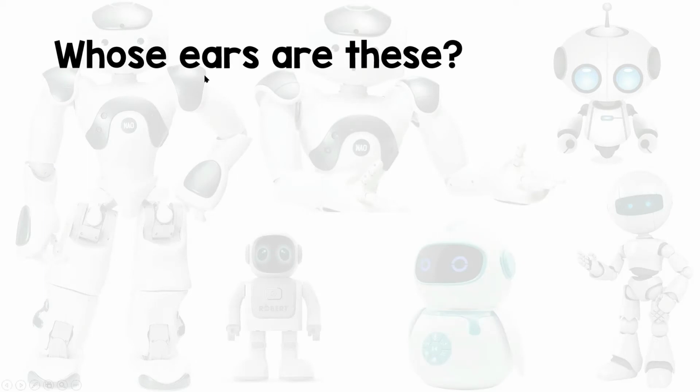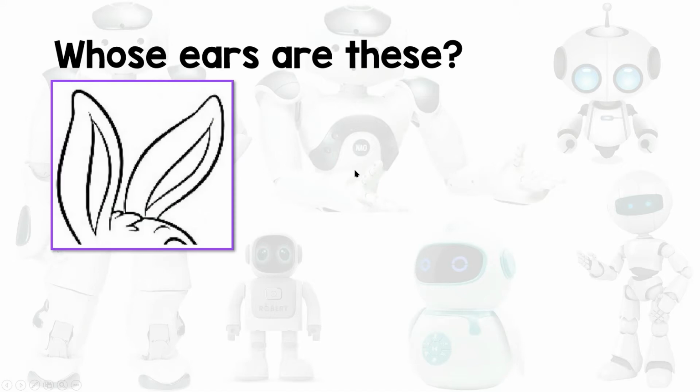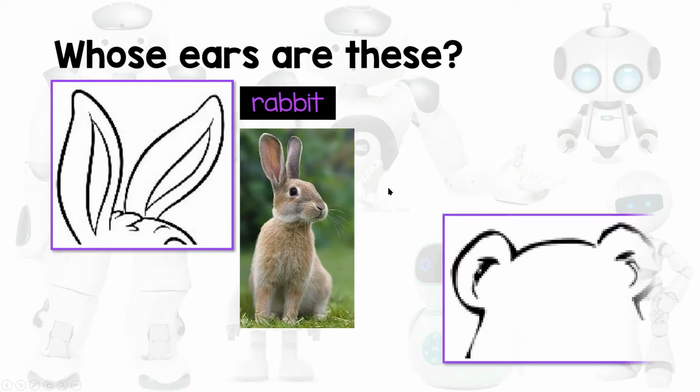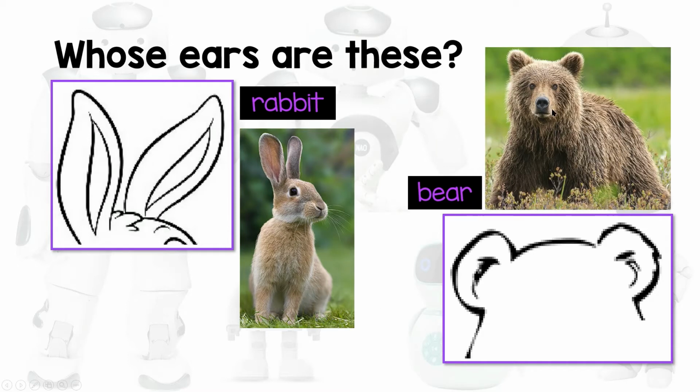Now, can you guess whose ears are these? Let's look at the first picture. Whose ears are these? Such long ears belong to a rabbit. Look at its ears. What about this picture? Whose ears are these? This animal has round ears. Could it be a dog? A mouse? A bear? Let's find out. These ears belong to a bear. Look at the ears. Are they the same?